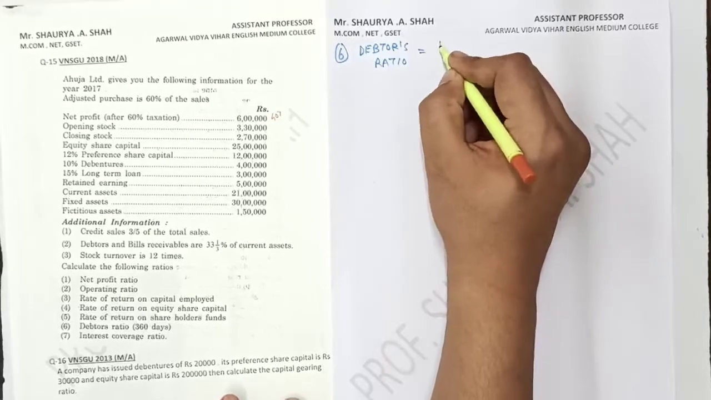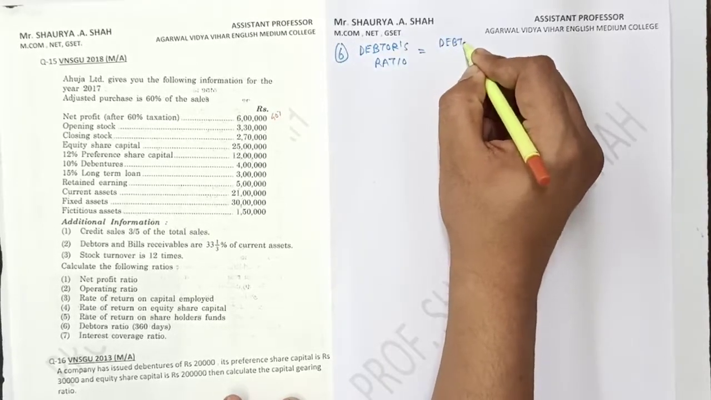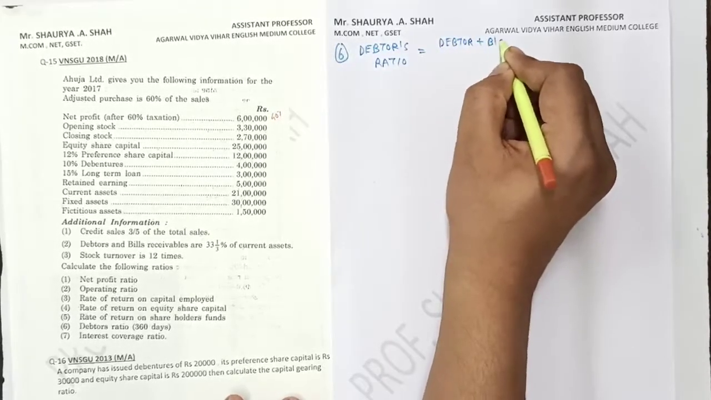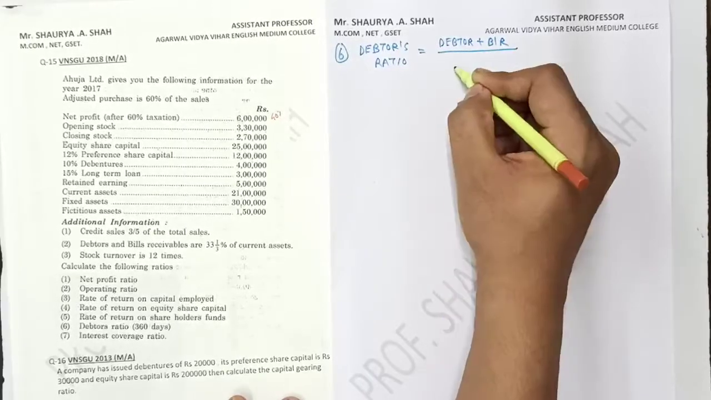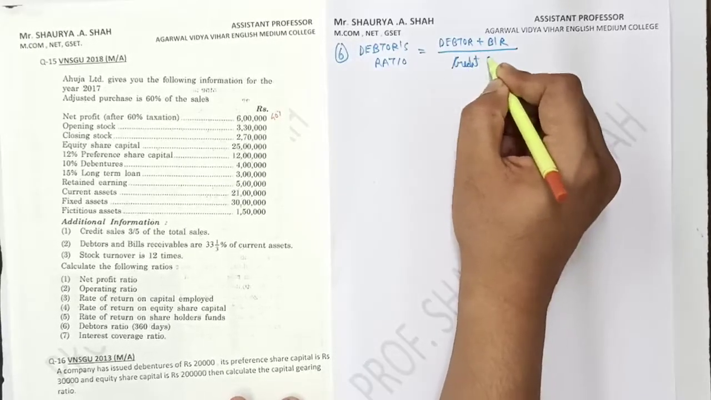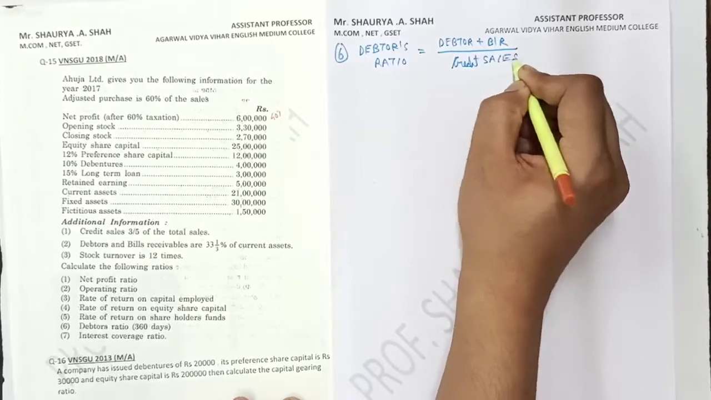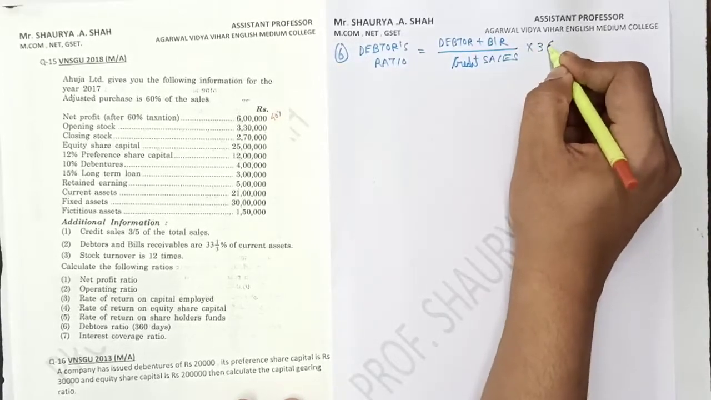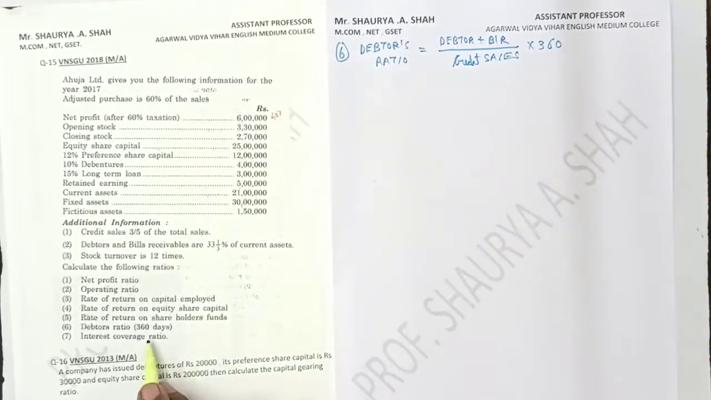Debtors ratio equals the formula you all remember: debtors plus bills receivable divided by credit sales, right? Don't mistake it with your total sales. Credit sales into number of days in a year. Here it is clearly given 360 days, so take 360 days, right?